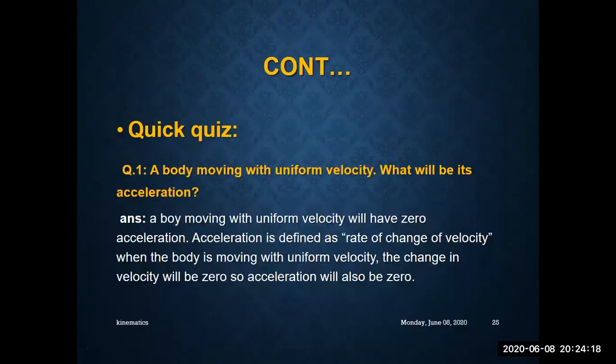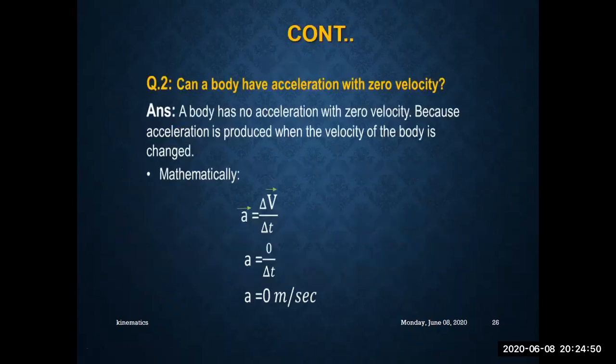So at the end, a quiz: a body moving with uniform velocity, what will be its acceleration? Answer: a body moving with uniform velocity will have zero acceleration, because velocity is not changing. Acceleration is defined as the rate of change of velocity, and when the body is moving with uniform velocity, the change in velocity will be zero. So acceleration will also be zero. This is the answer for this question. What will be the acceleration during uniform velocity? Zero acceleration. Another question is, can a body have acceleration with zero velocity?